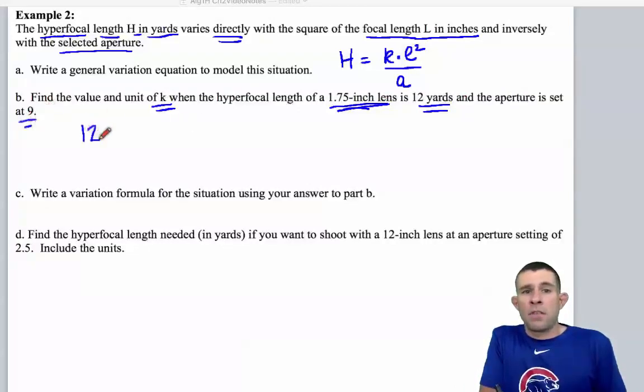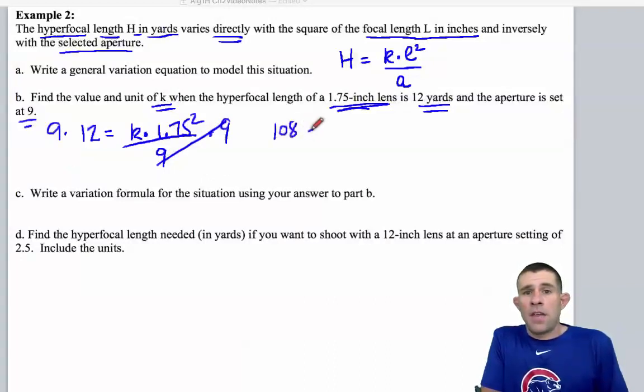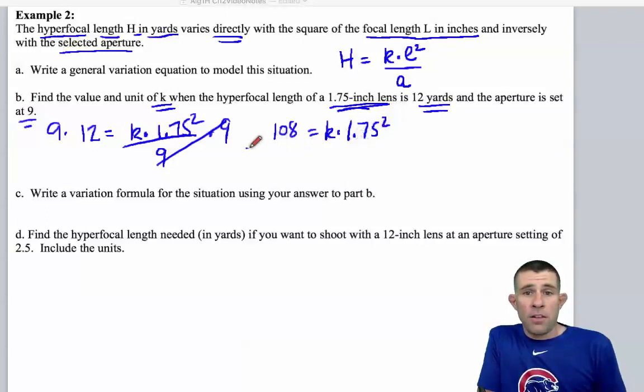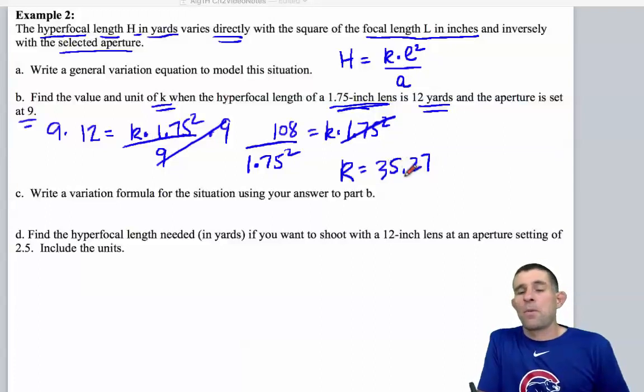So let's go ahead and set up the numbers that we have. 12 is equal to K times 1.75 squared, all divided by 9. I'm going to start by multiplying 9 to both sides to get it out of the denominator here. 9 times 12 gives me 108. 108 is equal to K times 1.75 squared. Now I'm going to divide both sides by 1.75 squared to get K by itself, and this will leave me with the value of K to be 35.27.